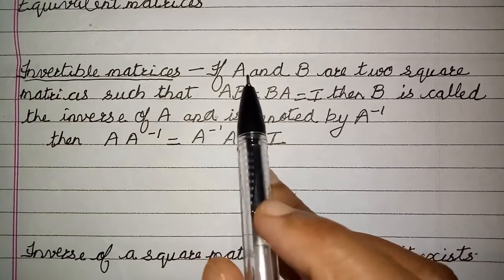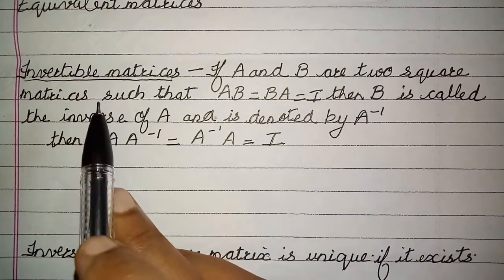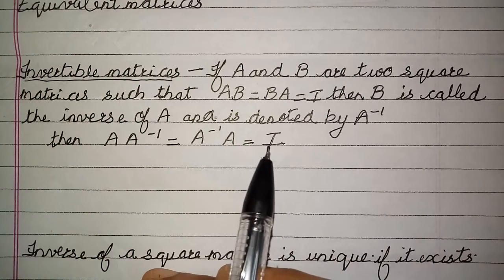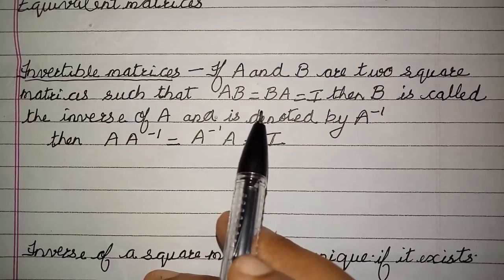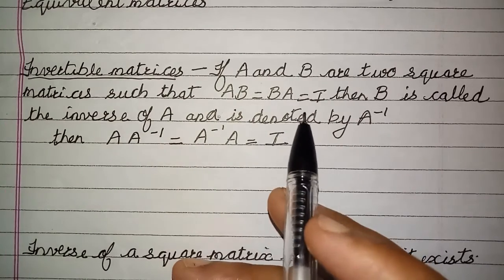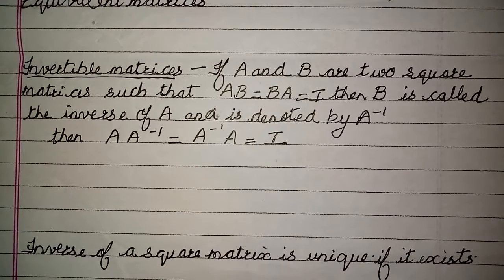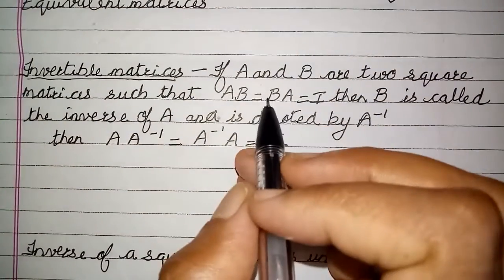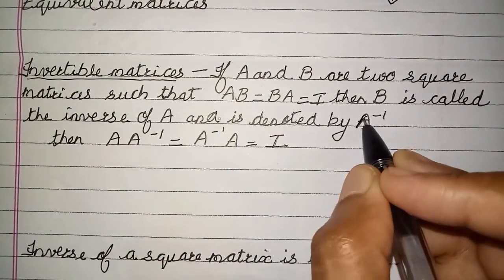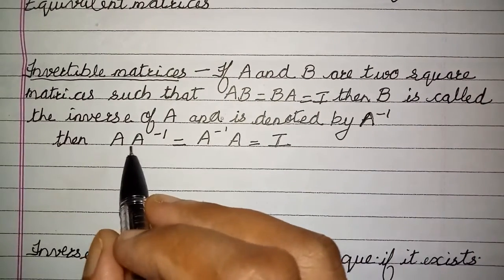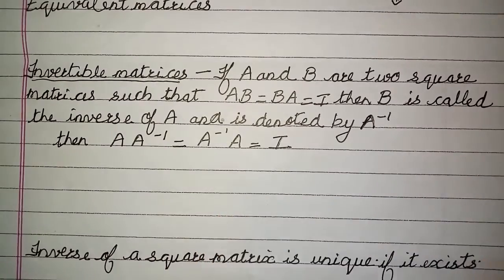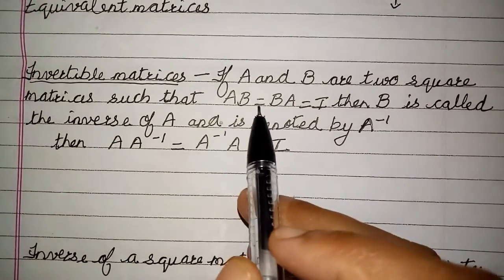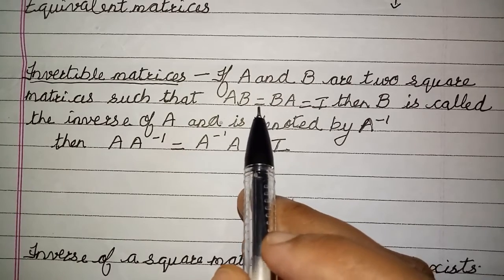Look here. If A and B are two square matrices, because identity exists only for square matrices, such that this condition is satisfied: A into B and B into A, when you take the product, you get an identity matrix of the same order. Then such a matrix is called the inverse of your given matrix, and this matrix B is now called A inverse. So it changes to A into A inverse is equal to A inverse into A is equal to I. Is that clear? When this condition is true, your matrix will be invertible.